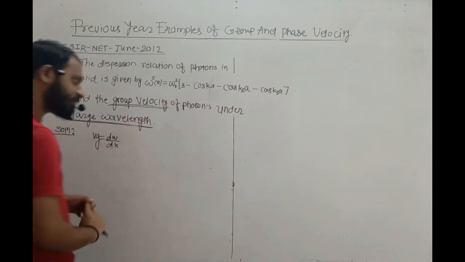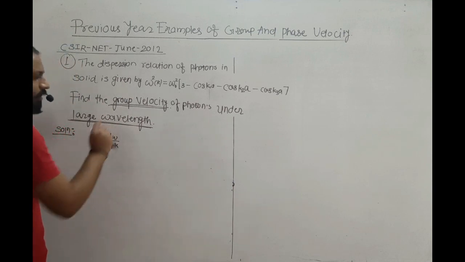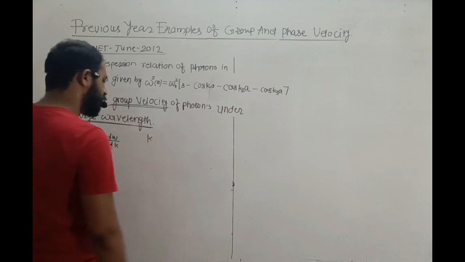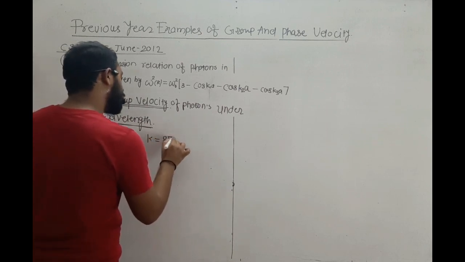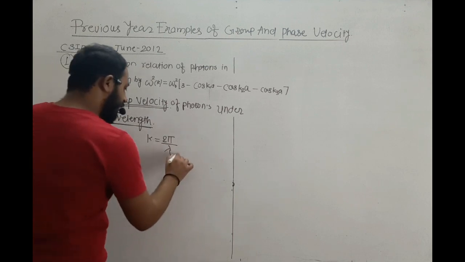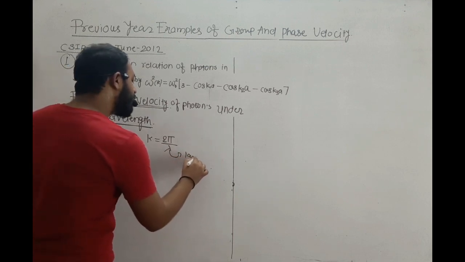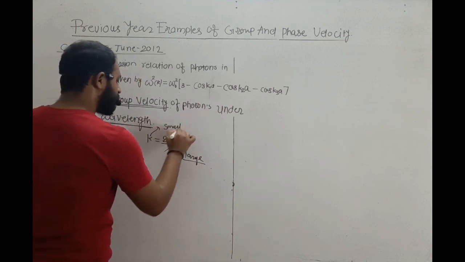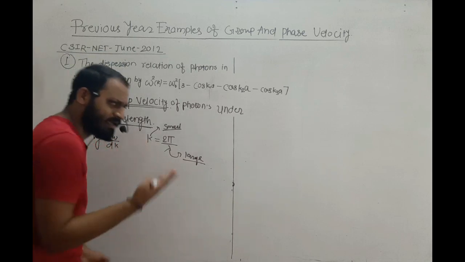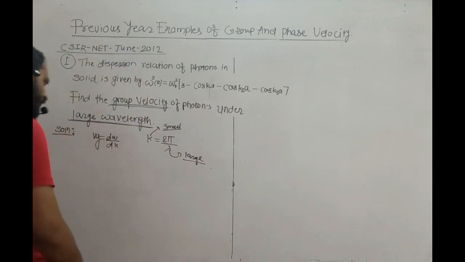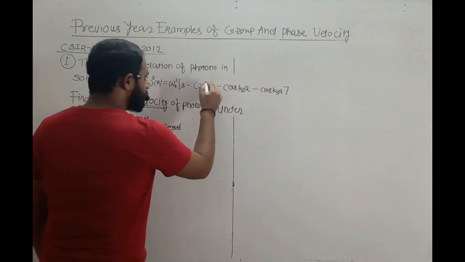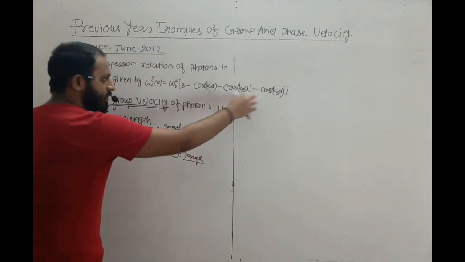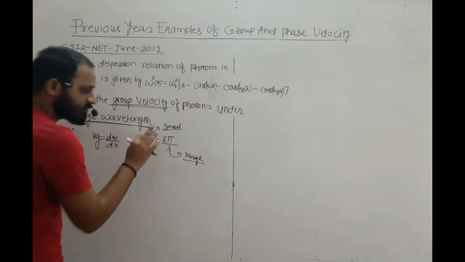Now see, they also give one condition that for the large wavelength, we have one formula between k, that is the wave number, and the wavelength: k equals 2 pi by lambda. They have given that the wavelength is large, so how will k be? If lambda is large, then k is small. That means this is the angle, k1, k2, k3. Now see, k is small.